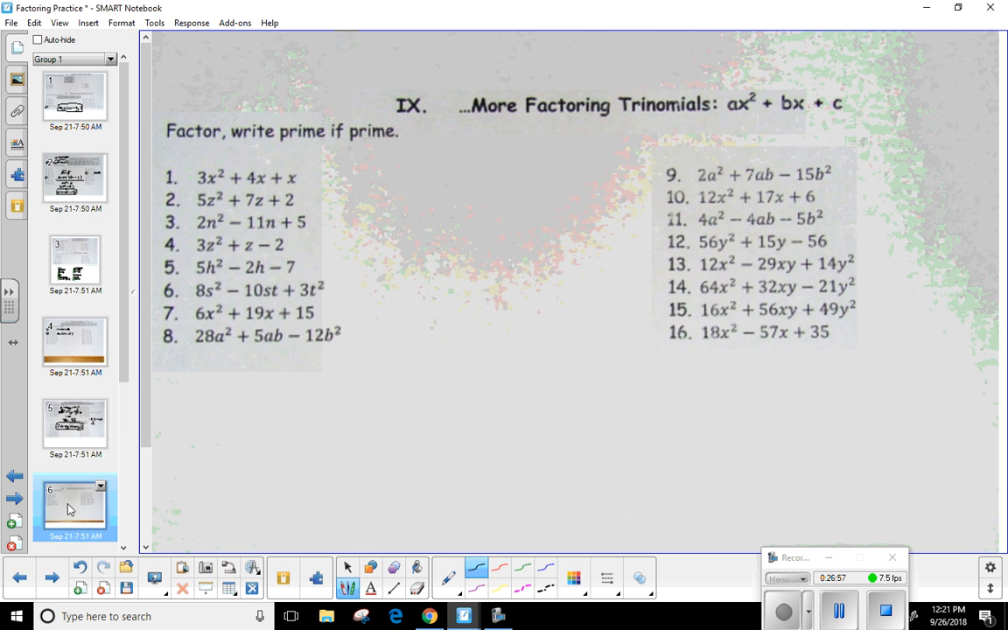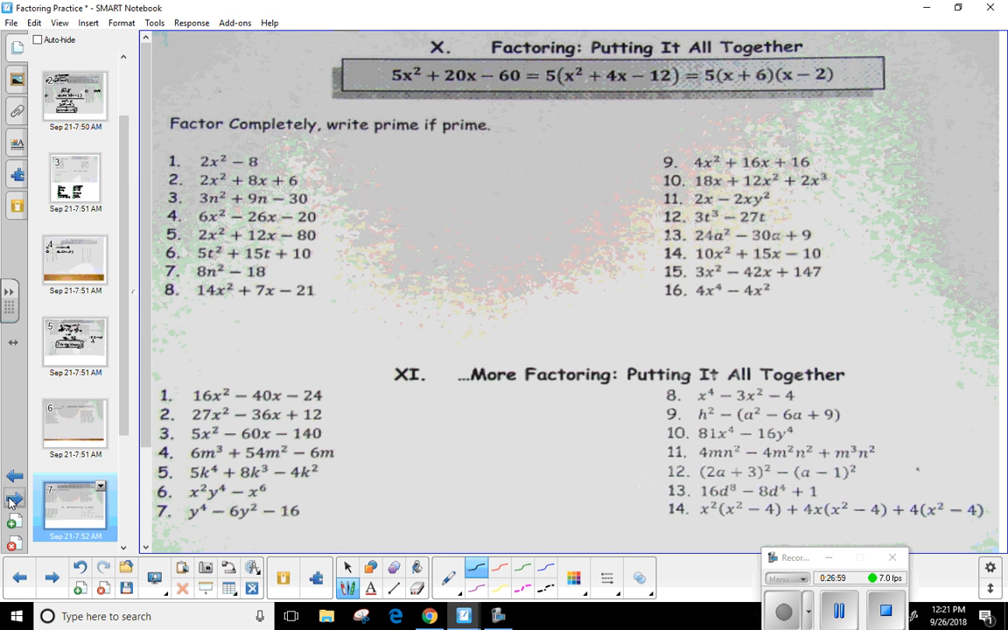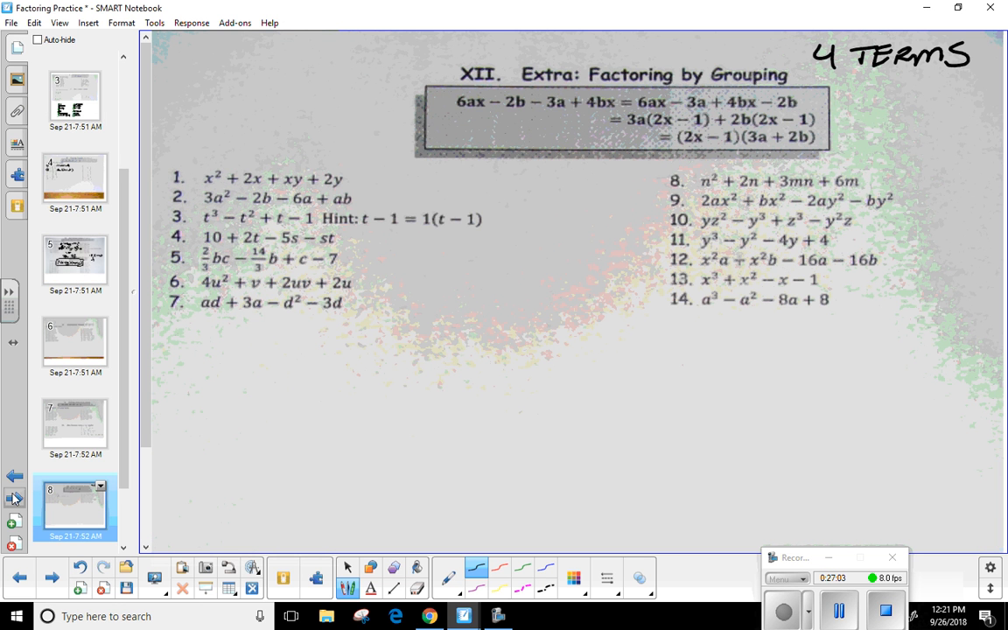I do want to go ahead and show you the grouping very quickly. I didn't put any grouping on the assignment today, just with the idea that we may not reach it, and I didn't want to rush it, okay? But here's the idea. Let's take a look at number 1, and there's one already worked out here for you. X squared plus 2x plus xy plus 2y.